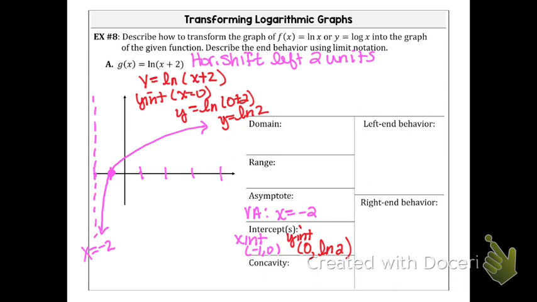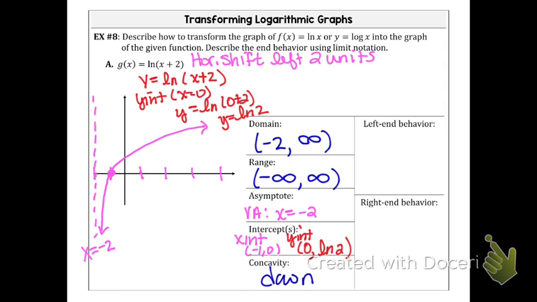Now, going back up, we can see that our domain, our graph does not keep going to the left, but it does go to negative 2, but it doesn't include it because that's the asymptote. And it does keep going to the right, so it goes to infinity. The range, our graph keeps going down, and it keeps going up. We talked about the asymptote. We talked about the intercepts. Concavity: we are increasing at a decreasing rate, so we are concave down.